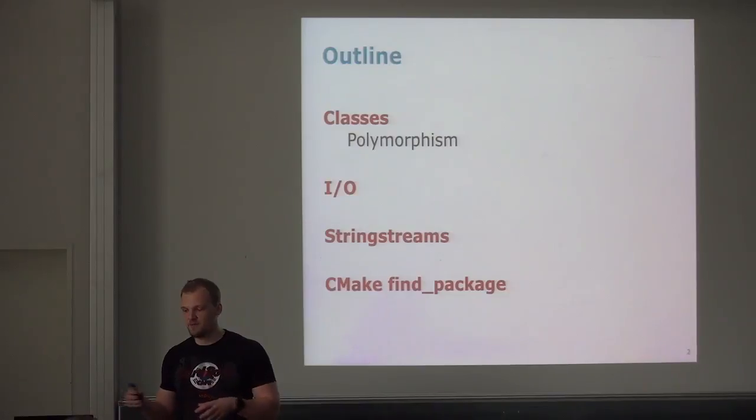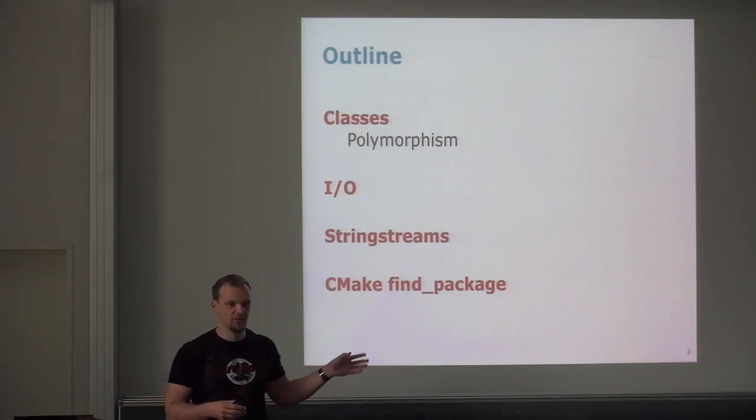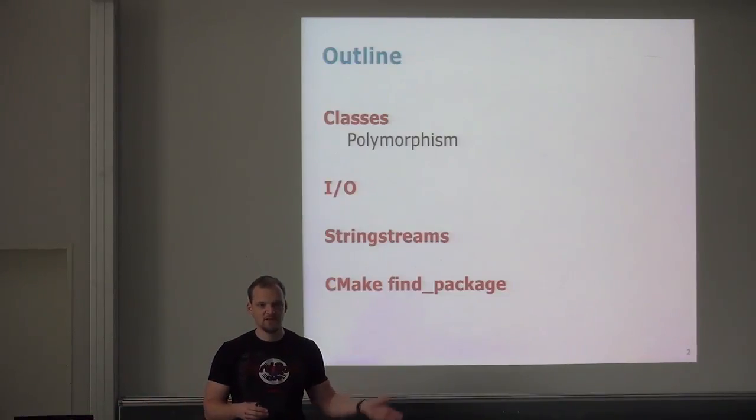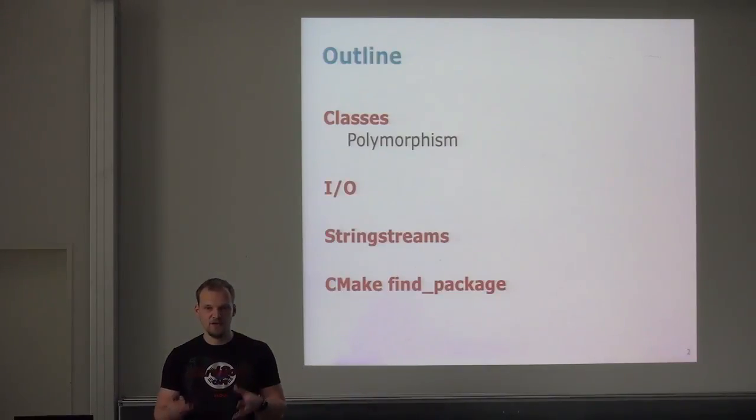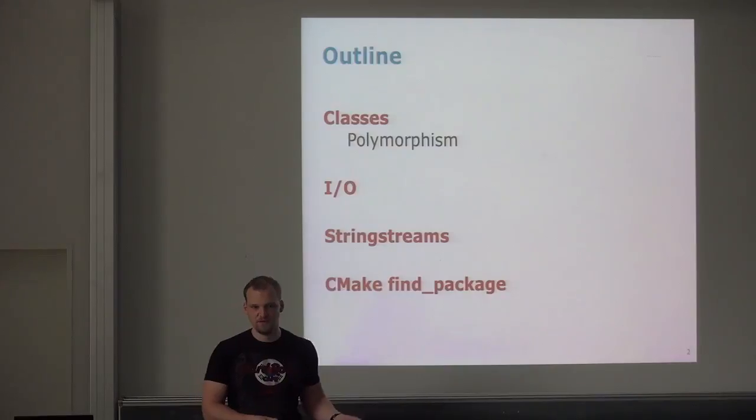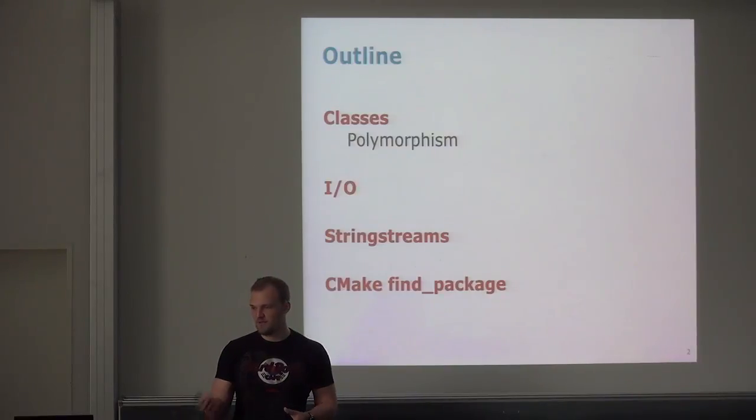And then we're going to talk about how to use input-output streams. So for the last homework, you were given a function that would read something from the files, and you didn't have to implement it yourself. But this time, you will need to implement such a function yourself in the homework. So we're going to go through how to use fstream for that.